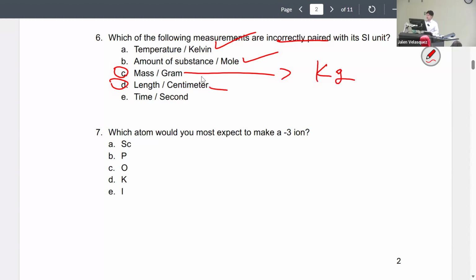What's the SI unit for length? Meter. And the SI unit of time is second, so that is good. So C and D here are your answers. Okay, any questions about that? Any questions with number 6 there? Does that make sense?